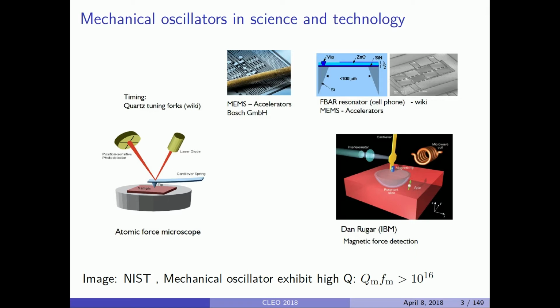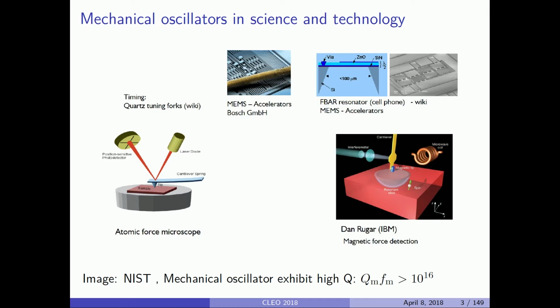So optomechanics has to do with the coupling of light and mechanical motion, and one should realize that mechanical oscillators are really ubiquitous in science and technology. I'll give you a few examples of mechanical oscillators as used in science and technology. One example is tuning forks that you have in typical watches. Accelerometers, mechanical oscillators are also used in cell phones. For instance, a modern GSM cell phone has a so-called FBAR resonator. And these are piezo-mechanical resonators that are used to create filters.